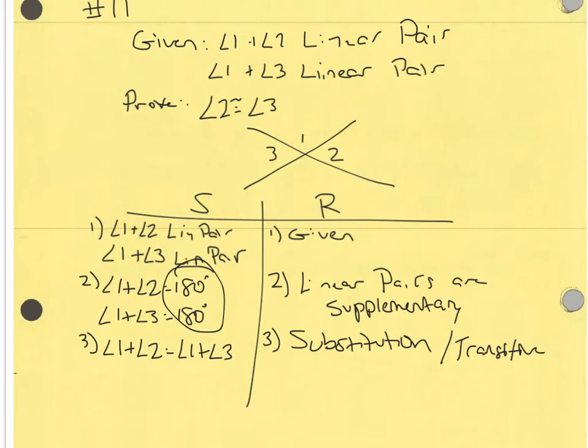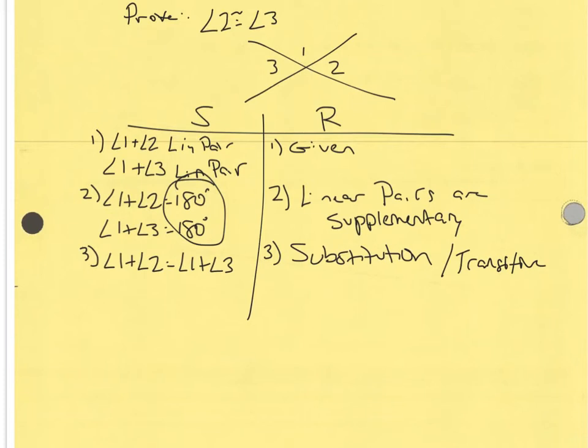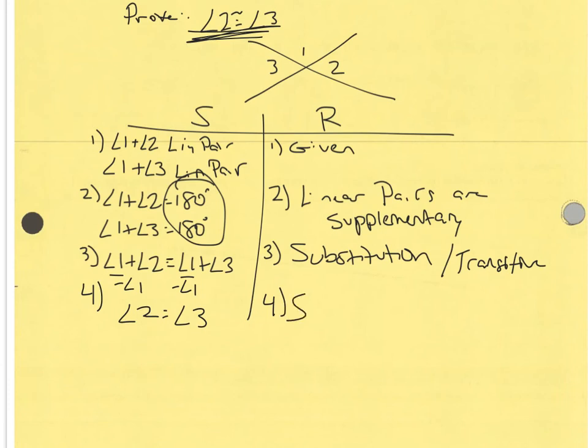Okay, so now we have this equation. Go down to step 4. Remember, keep in mind we want to have angle 2 equal to angle 3. Well, notice how they both share angle 1. So I can subtract angle 1 from both sides of the equation. I'm left with angle 2 is equal to angle 3 by the subtraction property.